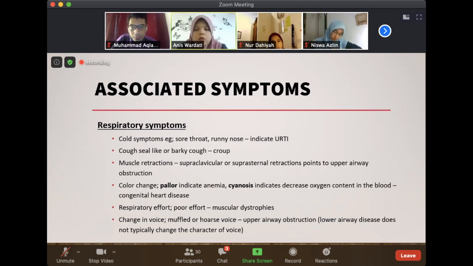With regards to color, you can also ask the mother, does she notice the child looking pale or blue discoloration? If pale, it may indicate anemia, or if blue discoloration, it can indicate there is a high amount of deoxygenated blood, for example in congenital heart disease. You also can ask about respiratory effort. If the mother notices the child has poor effort, it could be muscular dystrophy. Or we can ask about a change in the voice. Is it muffled or hoarse? Because if there are changes to the voice, usually it suggests upper airway obstruction. The lower airway typically doesn't have any changes to the character of the voice.